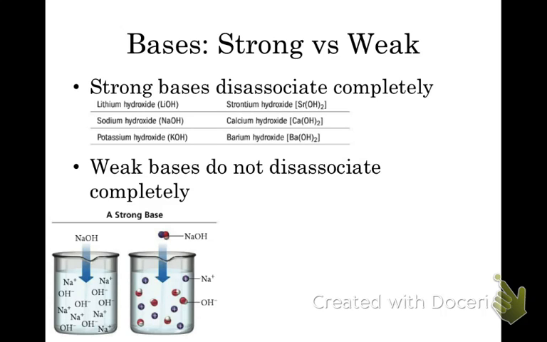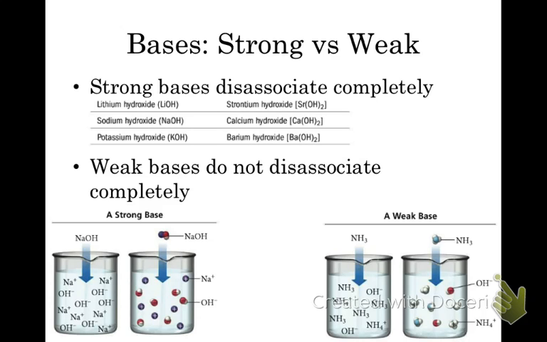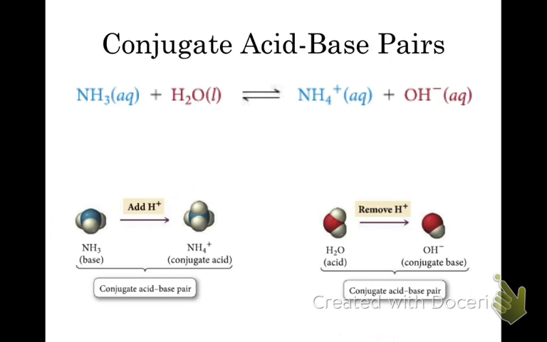Weak bases do not dissociate completely, so NH3 is an example. In solution, we'll have the NH4+, which breaks up into the OH-, but we'll also see those NH3s still in there, just like what we had originally put in. So that NH3 won't completely break up. You'll still find some NH3 in the solution.